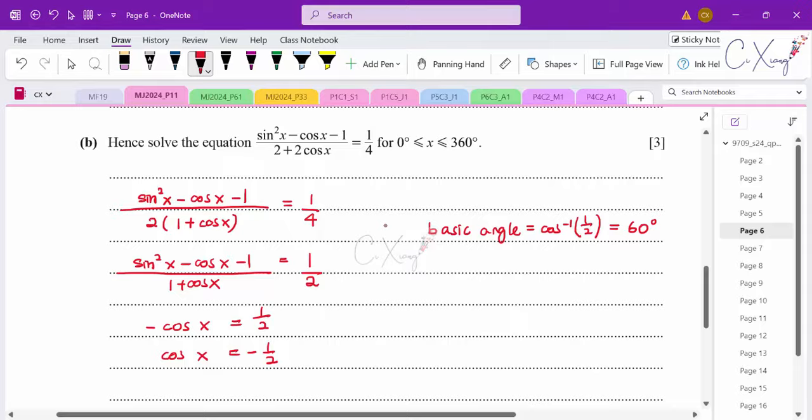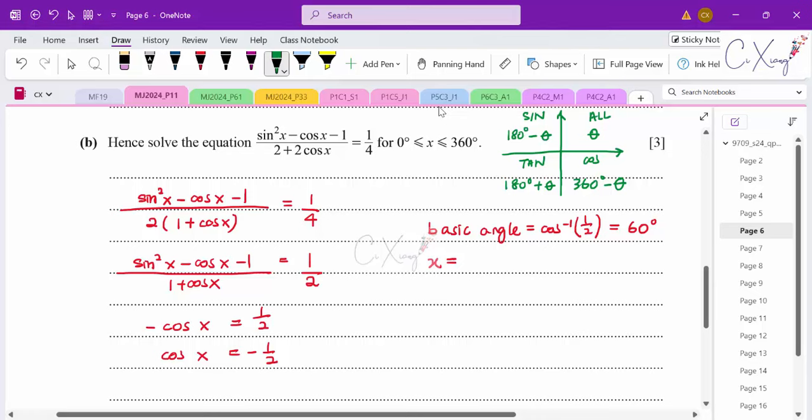Now I want to get the value of x. How can I get the value of x? Again, I have to go through the quadrants and see which part I should accept the answer. First quadrant, everything is positive. Second quadrant, sine is positive. Third quadrant, tangent is positive. Then the fourth quadrant, cos is positive. The answer from the first quadrant is the basic angle, theta. The answer from the second quadrant is 180 minus theta. The answer from the third quadrant is 180 plus theta. Then this one is 360 minus theta.